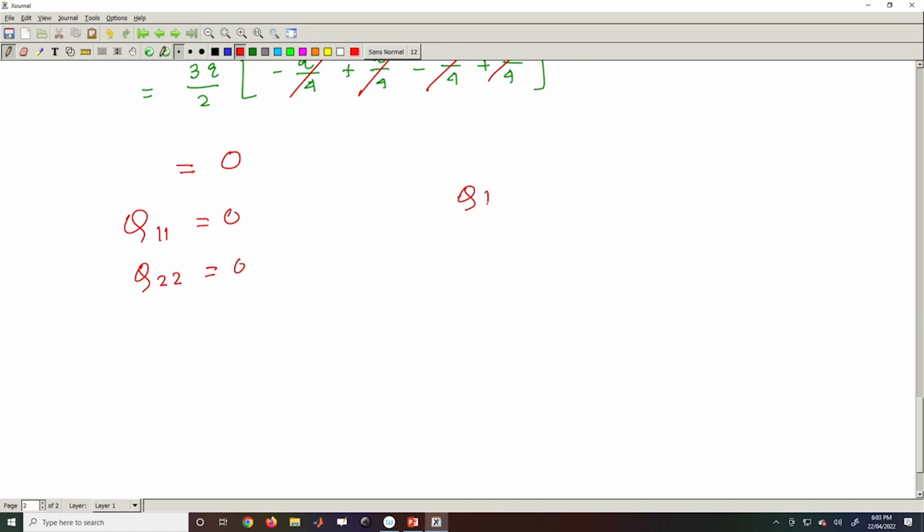Now, I know q11 plus q22 plus q33 has to be 0. Since this is 0 and this is 0, this has to be 0. So, that means q33 is also 0. So, all the diagonal terms will be 0. After doing all the calculation, we figure this out.